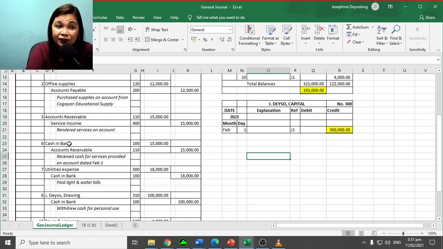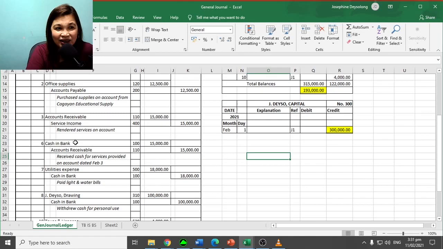Now, because I received cash in bank, what happened to my accounts receivable? Do you remember that the accounts receivable here was on the debit side? Now, how to make it zero? Because I don't have accounts receivable anymore. The client has already paid me on February 6. So, I need to reverse the accounts receivable so that in my general ledger, it will be a zero amount.